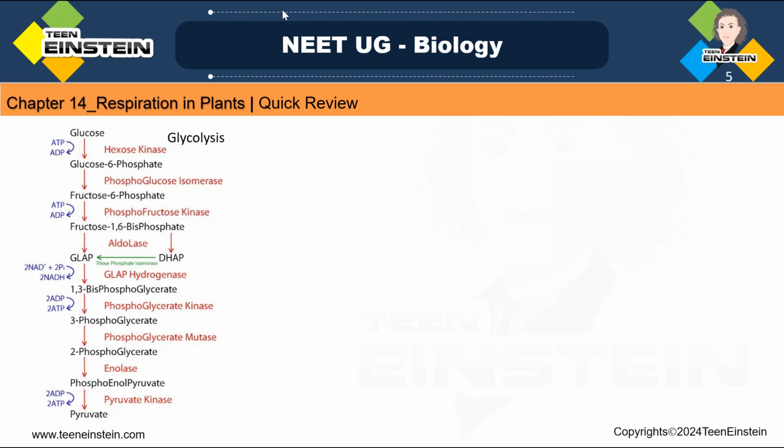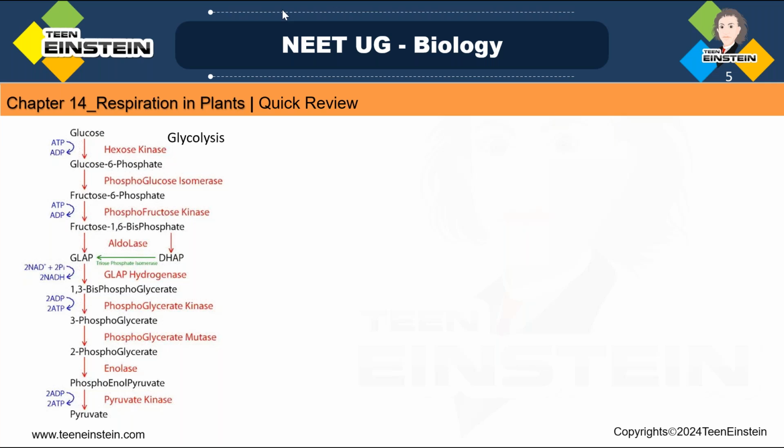Okay, after this entry, the next step is starting, where this acetyl coenzyme A gives the initiation step of the Krebs cycle. Here you can see that acetyl coenzyme A is the starting step of the Krebs cycle. So this is also called the link reaction.